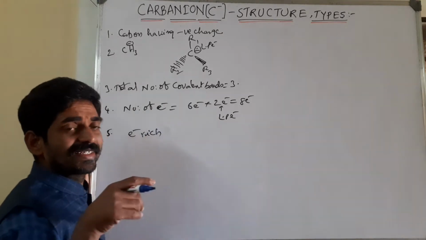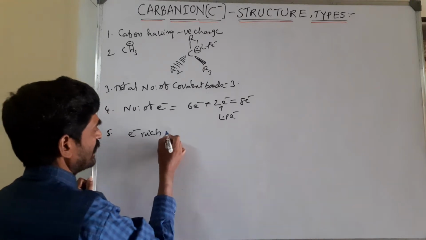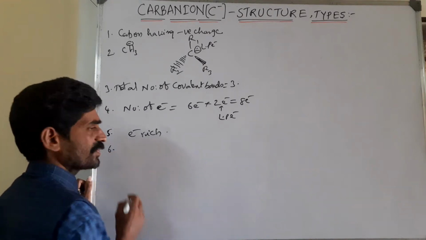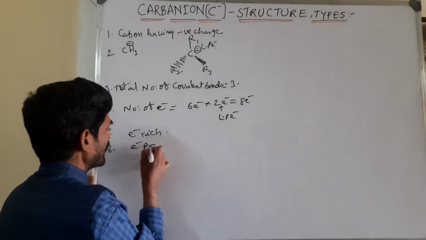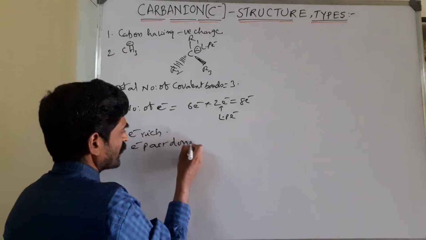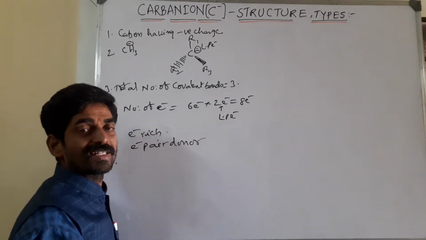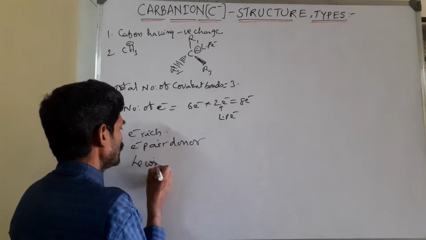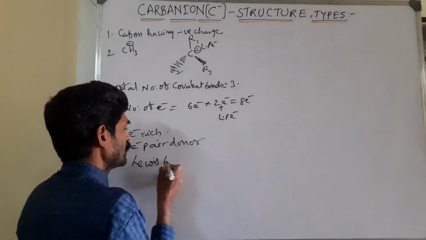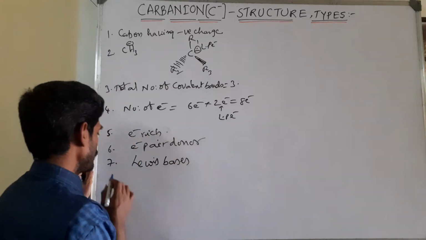This is an electron-rich species, because it can donate this lone pair of electrons to others. That's why it is electron rich. It is an electron pair donor. According to Lewis, electron pair donors are considered Lewis bases. So these carbanions act as Lewis bases.